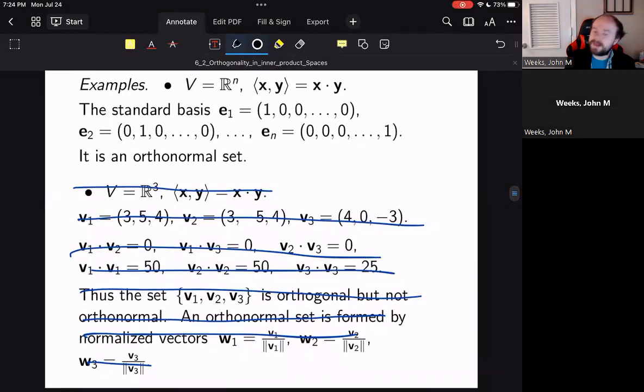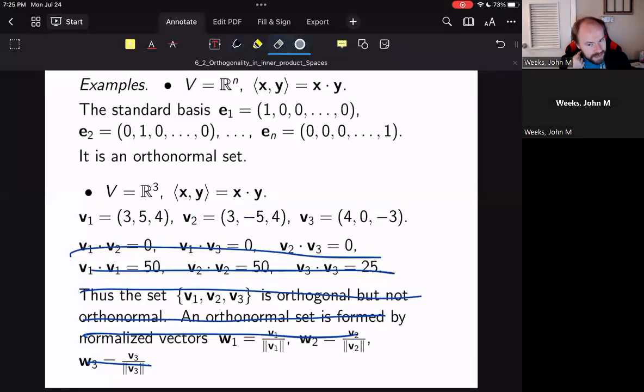In Rn, we've got our standard basis, which forms an orthonormal set. You remember that these are all what we would call unit vectors inside of Rn, and that a dot product is our inner product. With all of this in tow, this gives us an orthonormal set. But we don't have to consider just this. We could consider other vectors here as well, like v1, v2, v3 given here: v1 being 3, 5, 4, v2 being 3, negative 5, 4, and v3 being 4, 0, negative 3.